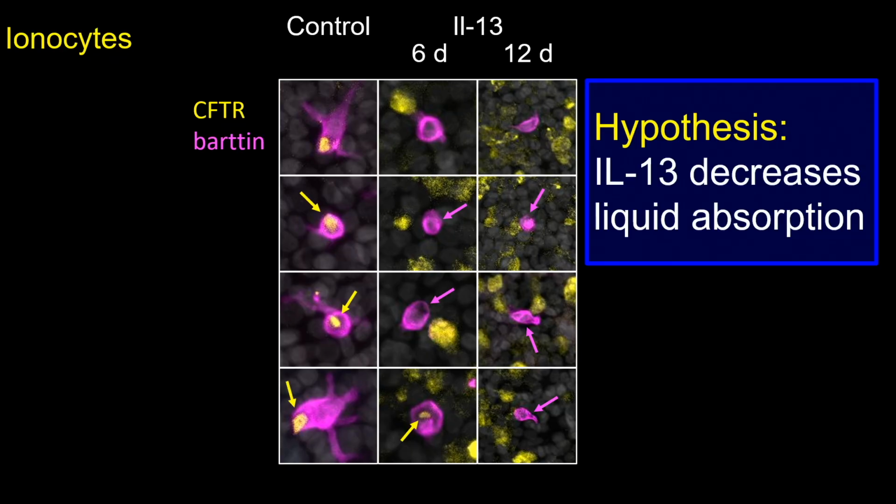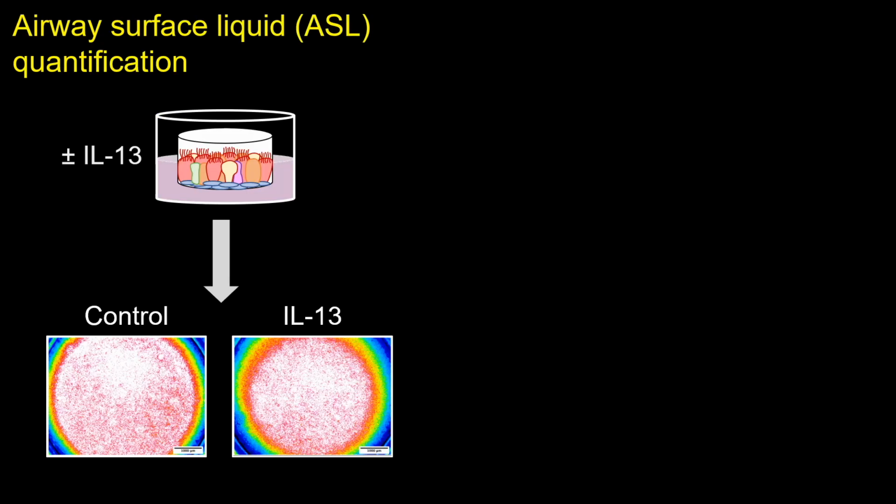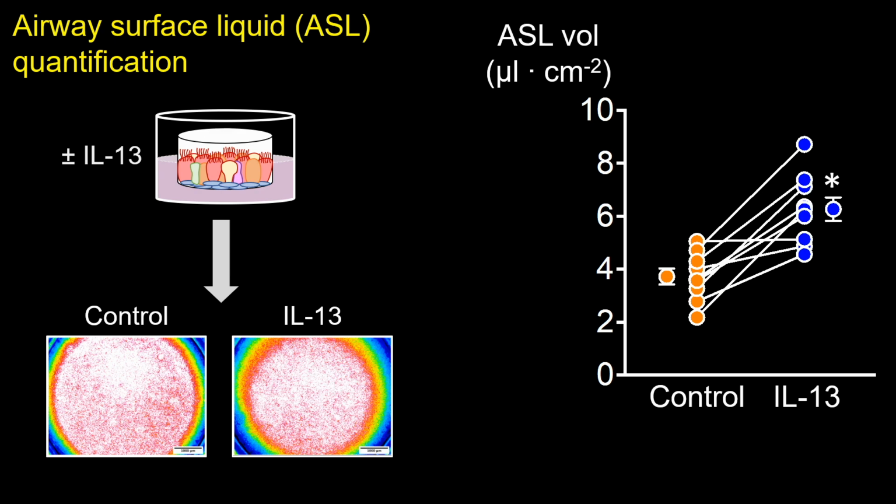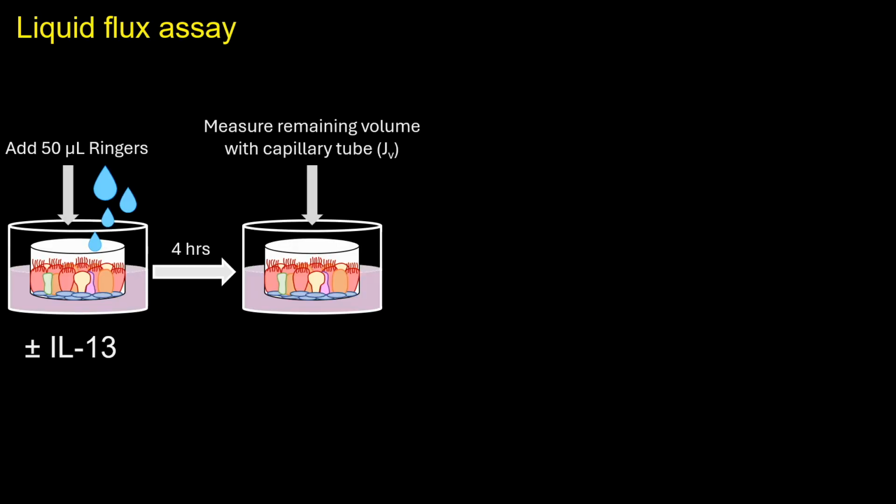So our hypothesis then was that IL-13 would decrease liquid absorption since we're seeing a decreased number of ionocytes. So we looked at this two ways. First, we did airway surface liquid quantification. And as expected, if you treat these cultures with IL-13, you see a significant increase in airway surface liquid volume.